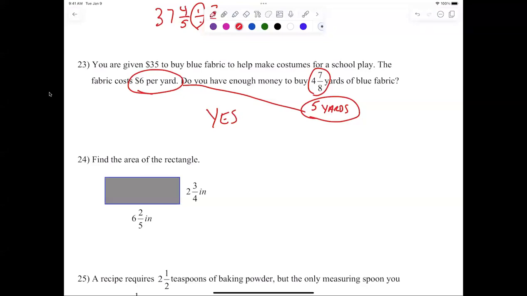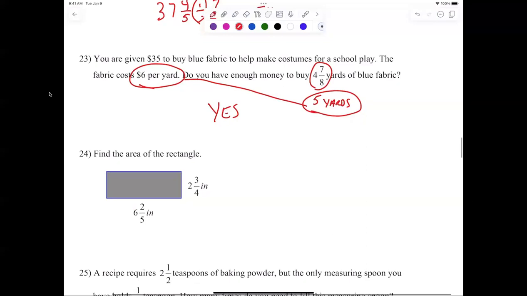It's $6 per yard, and you have $35. When you have 35, that means that you can buy at least 5. You could buy at least 5, almost 6. So almost 6. All right. So we're good. There's lots of ways to think about that.